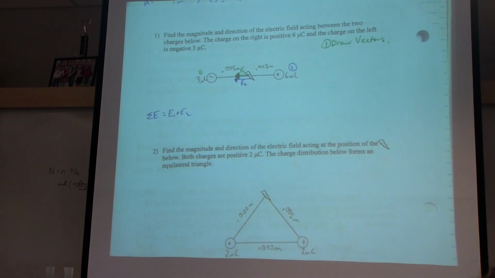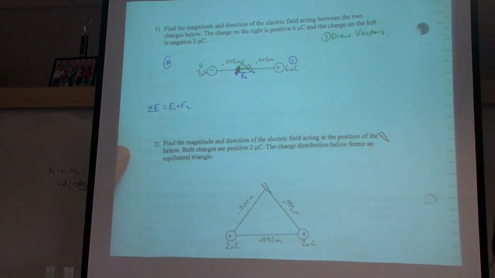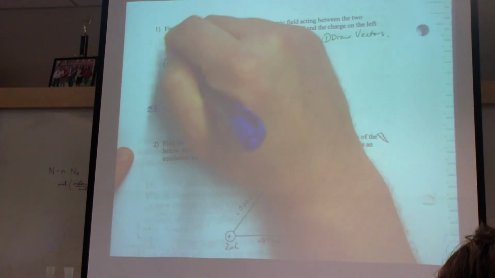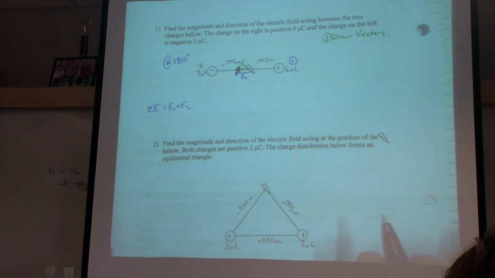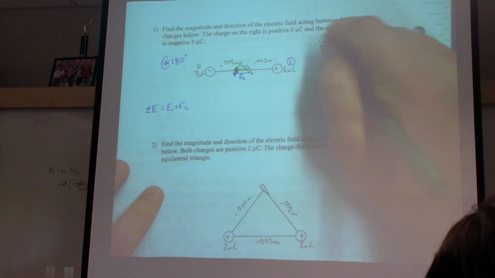In fact, you know what we should just do right now, just to make sure? Give me those points. What's the angle? 180. 180 degrees. Don't say 0, point to the left. Respect the x. Okay. Step 1, draw the vectors.